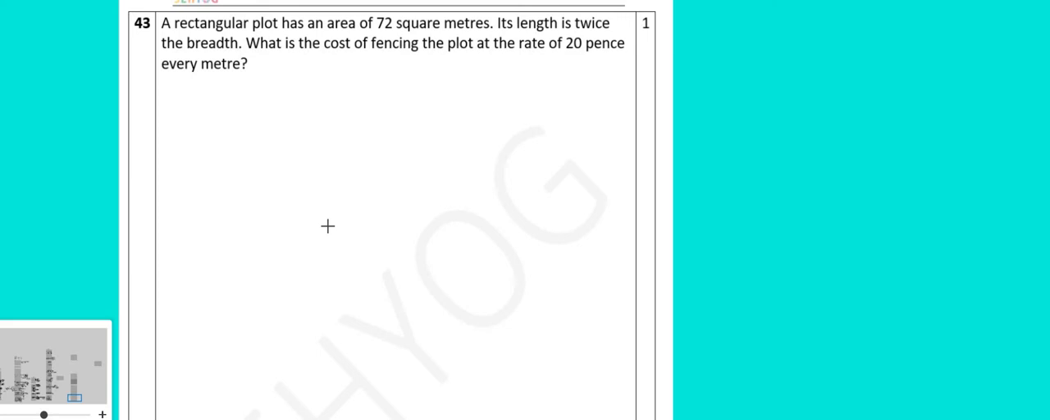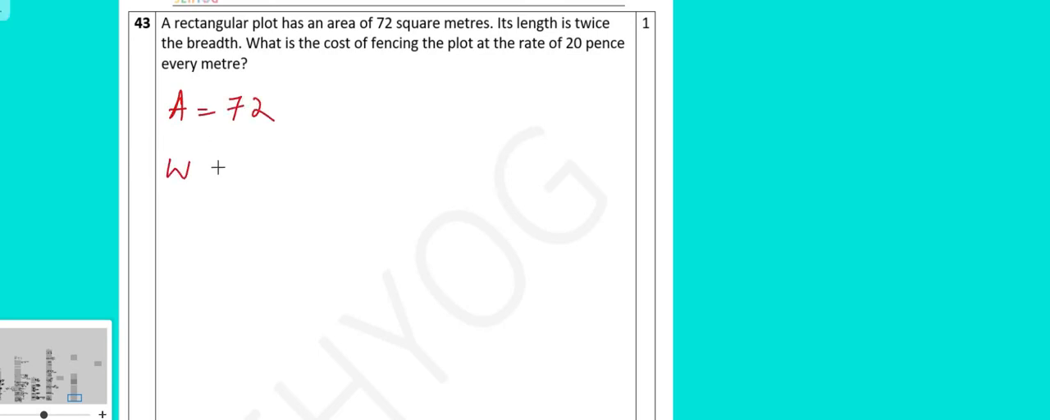Here a rectangular plot has an area of 72 square meters. Its length is twice its breadth. What is the cost of fencing the plot at the rate of 20 pence every meter? So the area is 72.